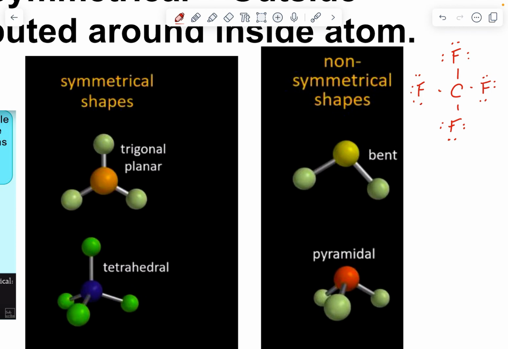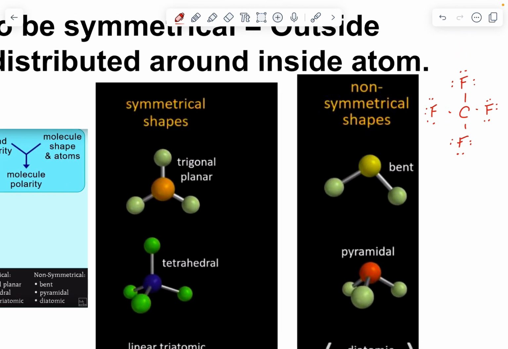So now I have to say, okay, do I have any bond polarity here? That's my first question. So we need to figure out our polarity. So fluorine has an electronegativity of 4. Carbon has an electronegativity of 2.5, which means I have a difference of 1.5. Yes, these bonds right here are polar. So I go to my second question. My second question is, what is the geometry of this molecule?